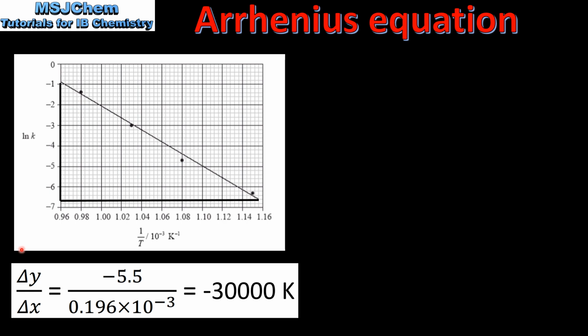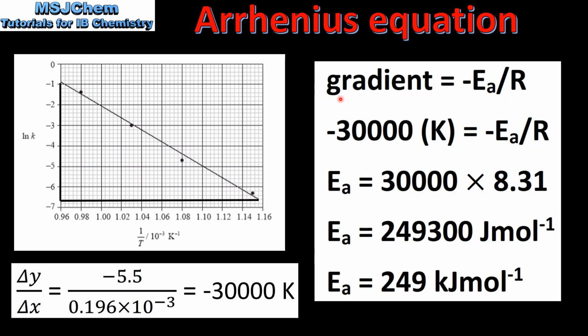So we'll start by finding the gradient of the line, which is the change in the y-axis divided by the change in the x-axis. The change in the y-axis is negative 5.5, and the change in the x-axis is 0.196 times 10 to the negative 3. This gives us a gradient of negative 30,000. So the gradient of the line is equal to negative Ea divided by R. The gradient is negative 30,000, and that's equal to negative Ea over R.